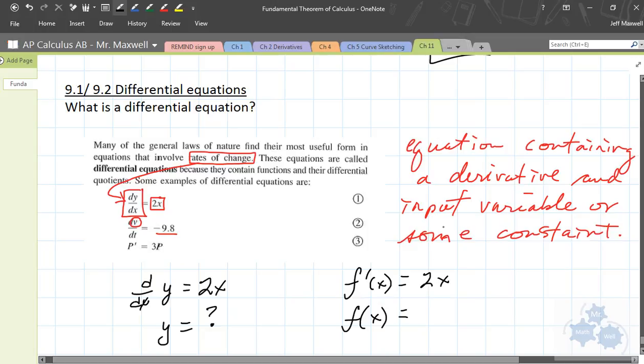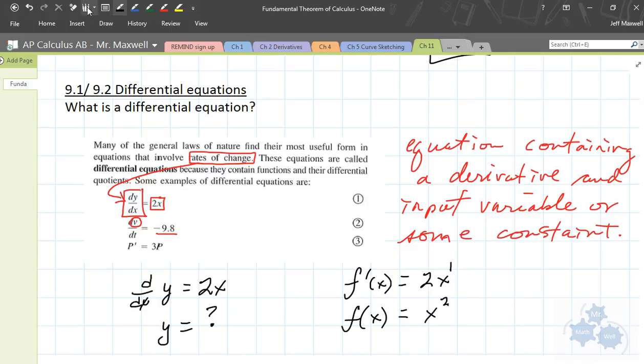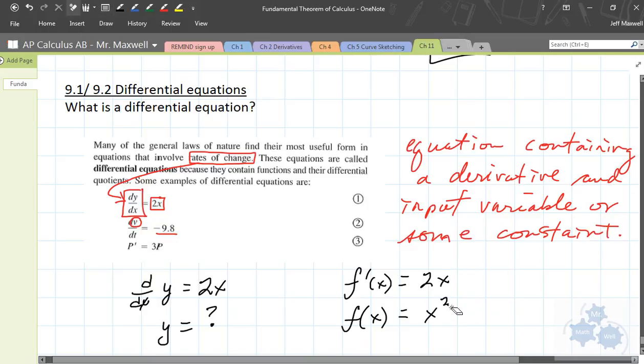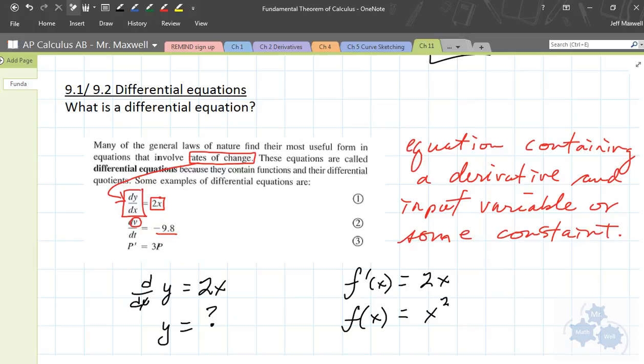So what would it be here? How do we find the antiderivative of 2x? We add 1 to the exponent here, so that's going to make it a 2, and then I divide whatever's in front by that new exponent, and that's 2 over 2, which is just 1. So if 2x is the derivative, then x squared is the original function, right?